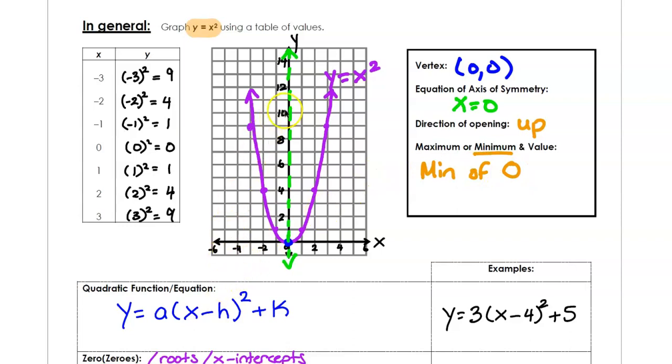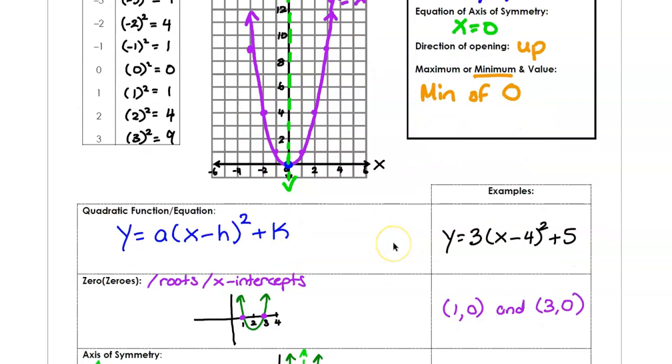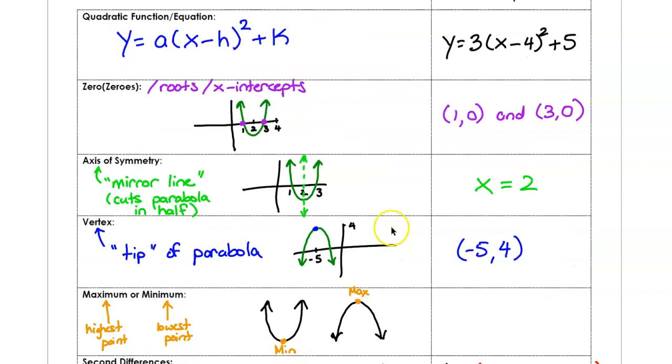Now, if it were upside down, then it would have a maximum point, but it would open downwards forever, and so there would be no minimum value. So we would say a maximum of, and then wherever the vertex hit would be the maximum height. Now, just going through some of the terminology, again, zeros mean x-intercepts, so we're talking about these two coordinates at the x-intercepts. Those are zeros. Okay, we also call them roots, x-intercepts. Axis of symmetry is that mirror line. Okay, and we write it as x equals 2, and then whatever number it cuts through on the x-axis is the number that goes right here.